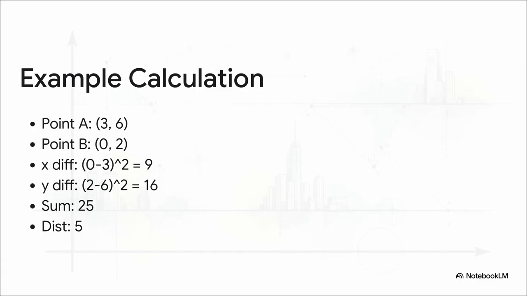Let's actually see this in action. Say point A is at 3, 6 and point B is at 0, 2. We just plug those right in. The math here is incredibly clean. 3 squared is 9, 4 squared is 16, add those up, you get 25, and boom, the square root gives us an exact perfect distance of 5 units. It works beautifully every single time.